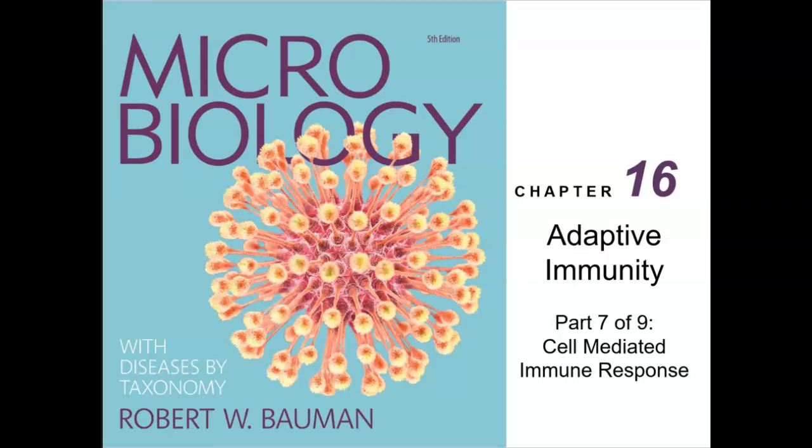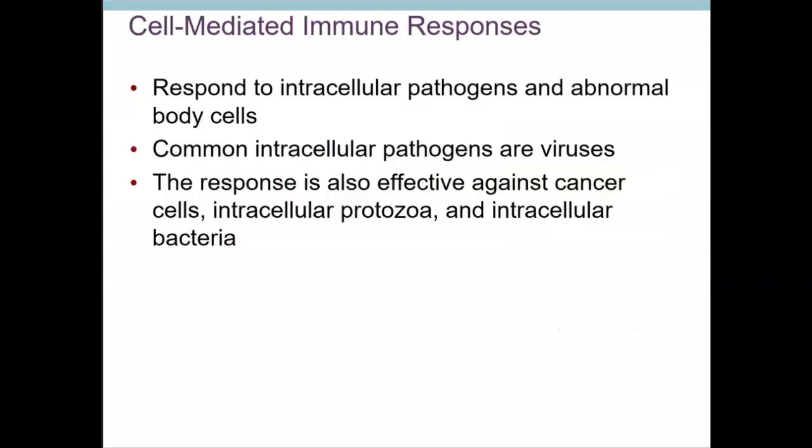Cell-Mediated Immune Response. So the cell-mediated immune responses are going against intracellular pathogens and your body cells that are abnormal. They're doing something that they shouldn't be doing. Sometimes that's cancer. Sometimes they are virus infected. So those would count as intracellular pathogens. Sometimes there's protozoa, there's viruses that can be intracellular. There are also bacteria that can be intracellular. So the cell-mediated immune responses work against things inside of cells and broken cells.